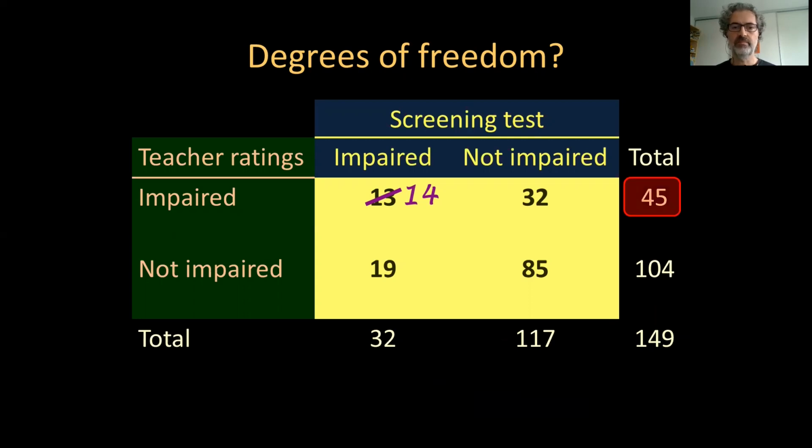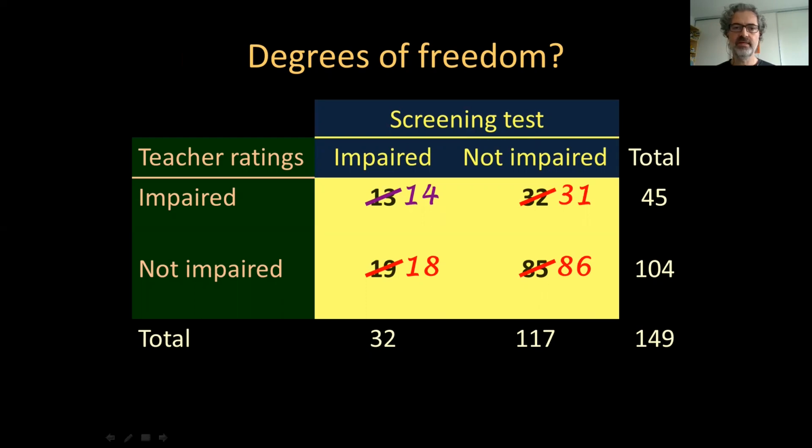So this sum constrains this count to be 31 in response to this one becoming 14. Likewise, this sum constrains this number to be lower as well. And then these sums must also constrain this count to be higher in order for every marginal sum to hold. Thus, by changing only one value, every other value was constrained. We only have 1 degree of freedom.